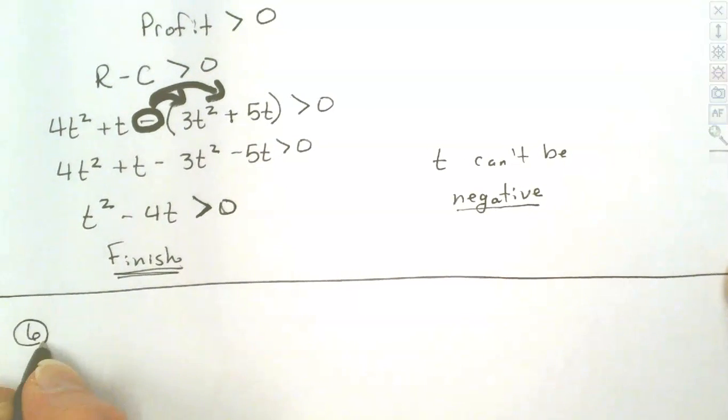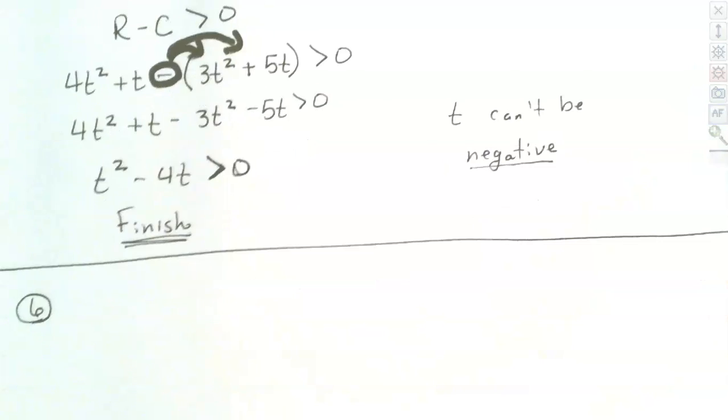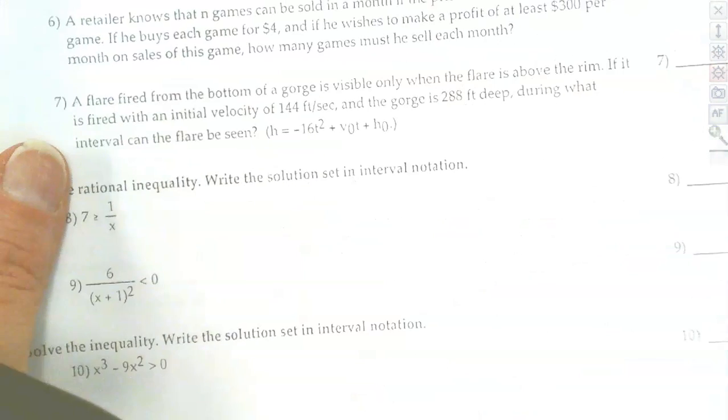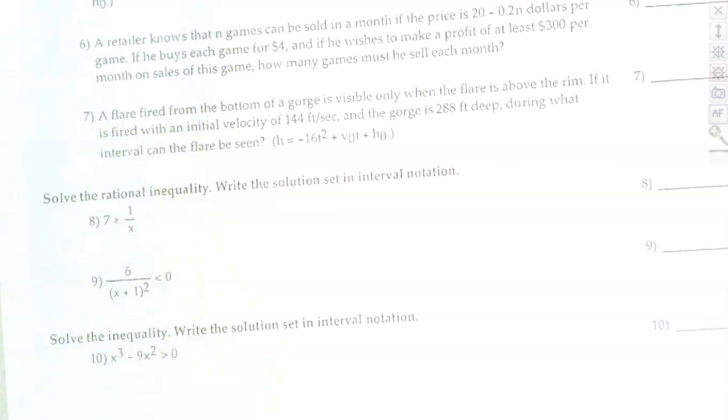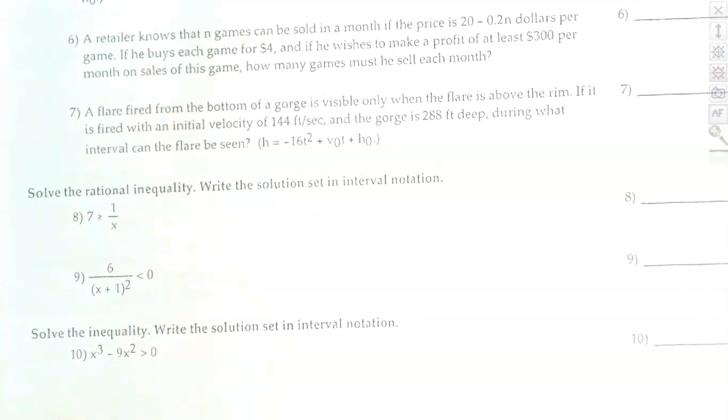I'm going to leave question 5 for you to work out on your own because 5 is going to be very similar to 7. So let's look now at question 6. And we're going to try and sell some games.